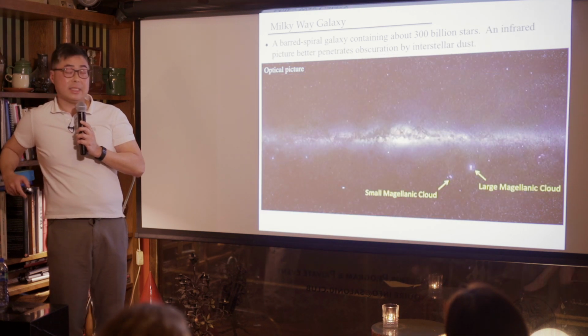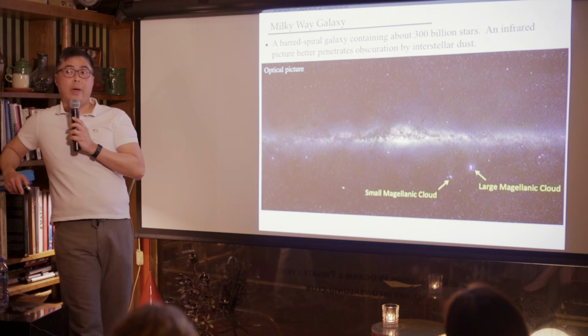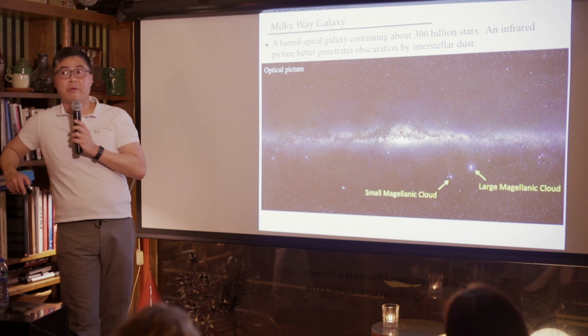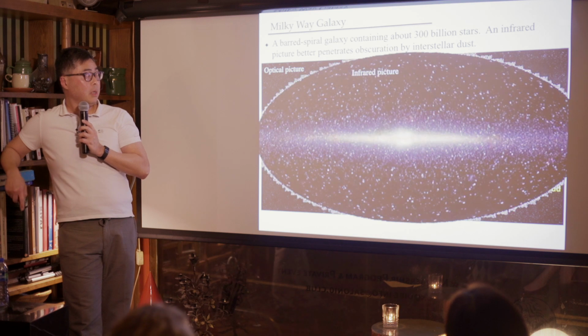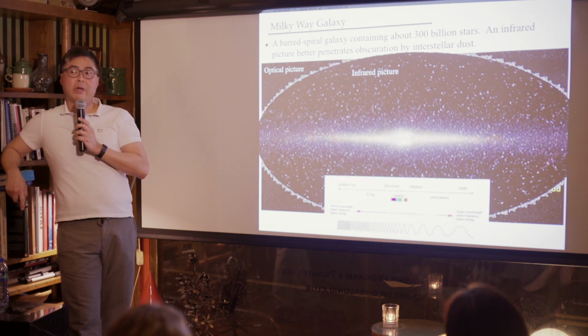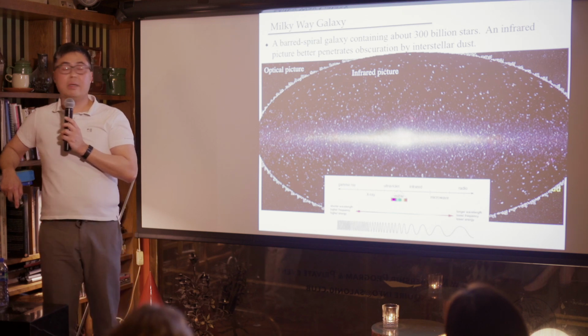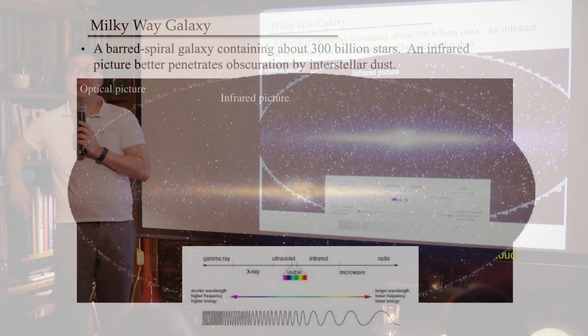Okay, now this is an optical picture. Let me show you what happens when you take a picture in the infrared. Infrared is a slightly longer wavelength than the optical. The amount of blockage by dust is dependent on wavelength. When we go into the infrared, we can now see all the way into the center of the galaxy.